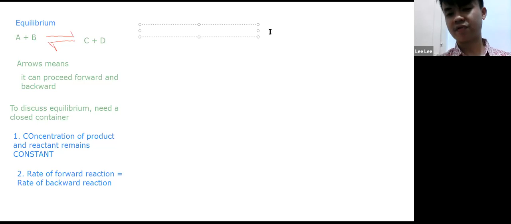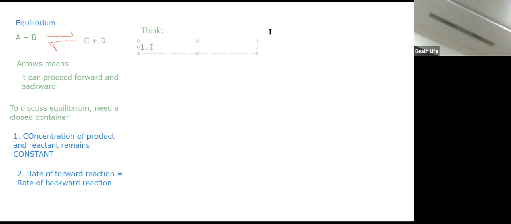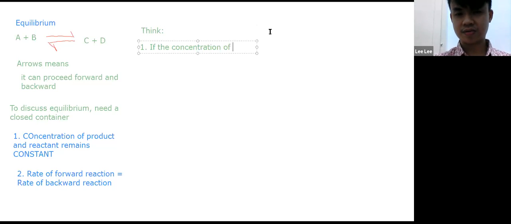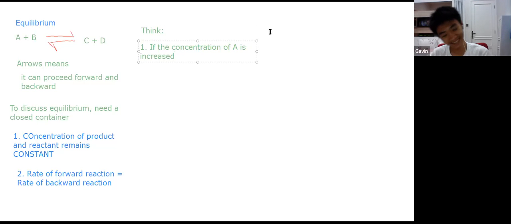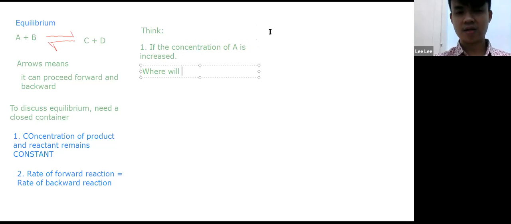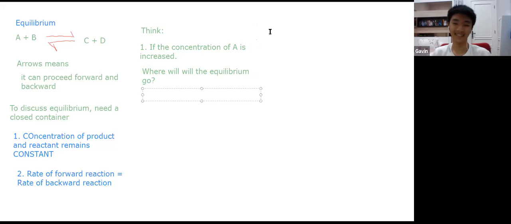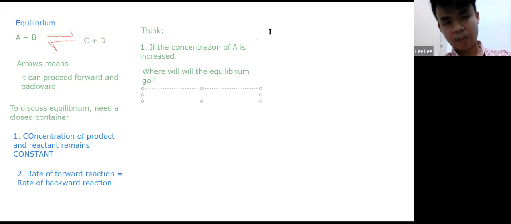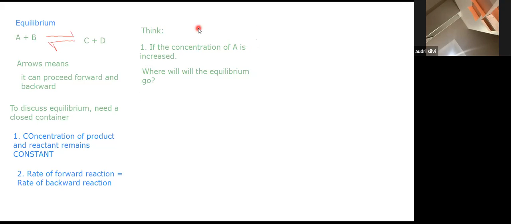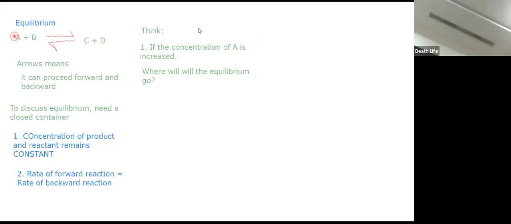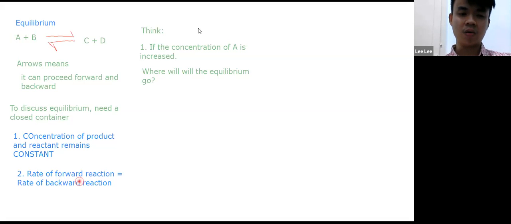Okay. I want you to think first. If the concentration of A is increased, where will the equilibrium go? Left or right? When you increase the amount of A, that means you have more A, right? Just now I said to reach equilibrium, the rates have to be equal and the concentration has to remain constant.